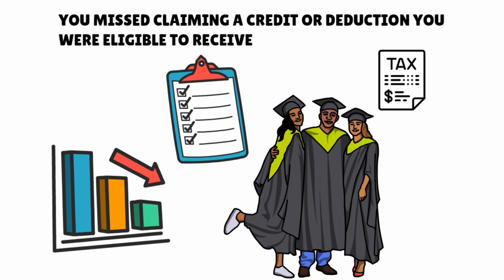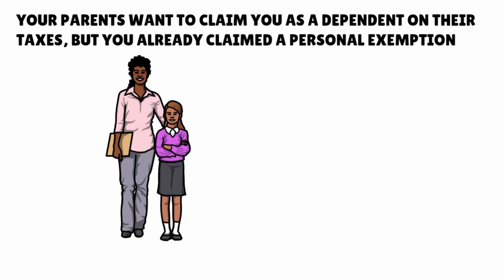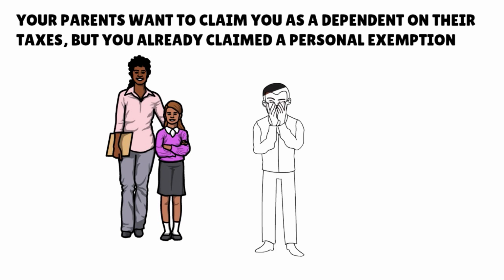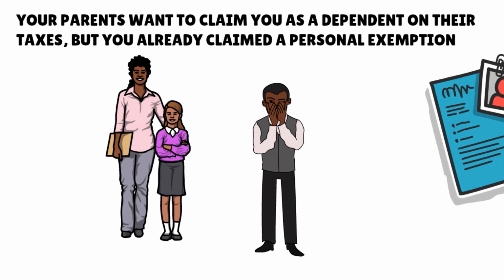And another scenario where you need to file an amended tax return is if your parents want to claim you as a dependent on their taxes, but you already claimed a personal exemption. So you went ahead and filed your taxes before your parents had a chance to file, but your parents want to claim you as a dependent. When you did your taxes, you failed to check the box on the 1040 that says you could be claimed as a dependent on someone else's taxes. So now your parents cannot claim you as a dependent on their taxes. The thing here is that if your parents can claim you on their taxes and you agreed they should, you will need to file an amendment.